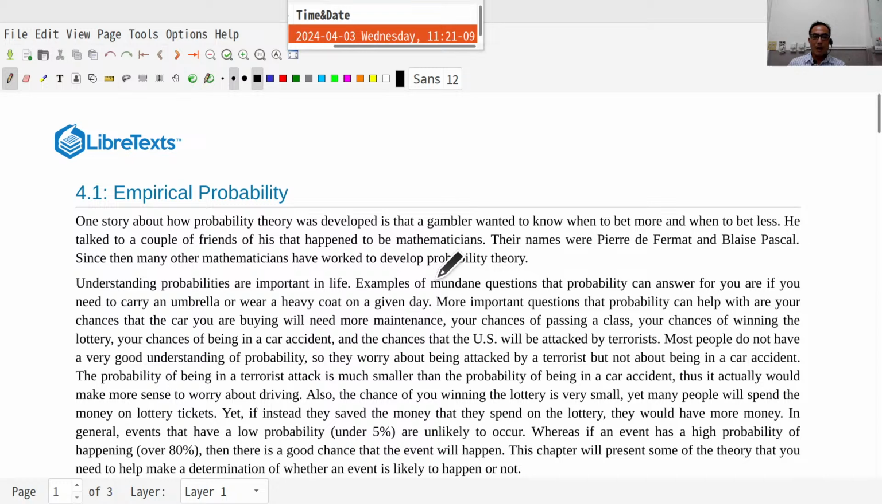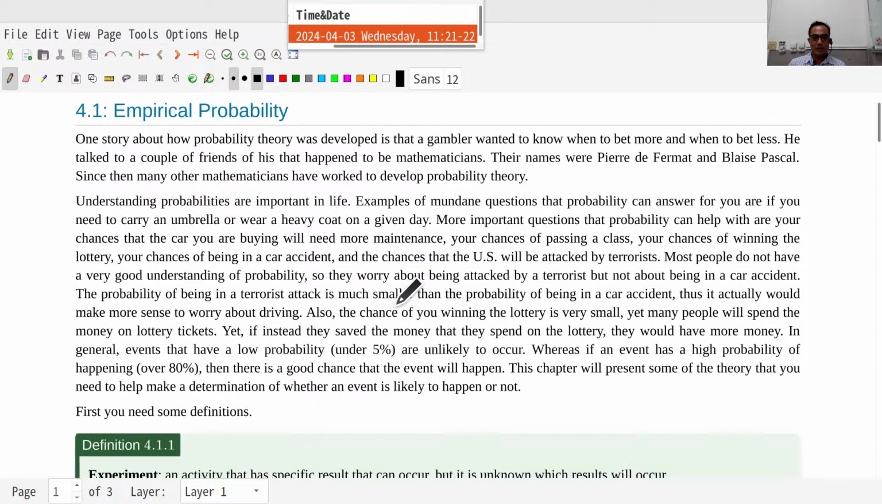Understanding probability is important in life. Examples of mundane questions that probability can answer for you are whether you need to carry an umbrella on a rainy day or a heavy coat on a cold day. Okay, let's move forward.